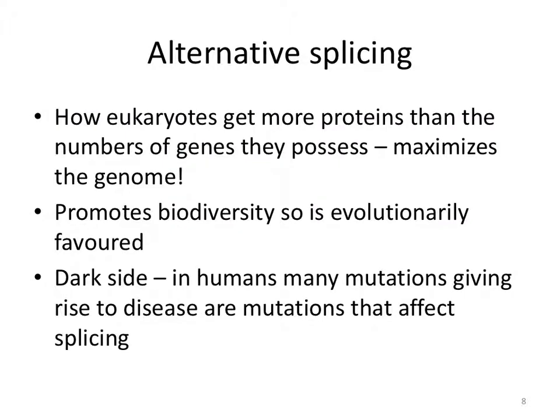So again, thinking about alternative splicing, this is how eukaryotes get more proteins than the number of genes they possess. This is a way to maximize the genome. It promotes biodiversity, so it's evolutionarily favored. Now, the dark side in all of this is that in humans there are many mutations that give rise to disease that are mutations that affect splice sites. So sometimes when we don't splice according to the plan, we can get altered proteins that are associated with disease phenotypes.